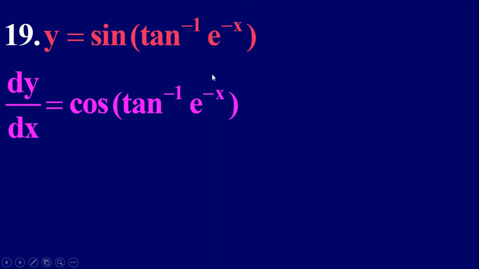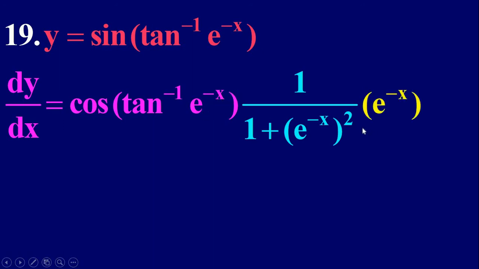Now again you have to differentiate this tan inverse e to the power minus x. It is of the form tan inverse x. So tan inverse x differentiation is 1 by 1 plus x square, but in place of x we have to write e to the power minus x. So differentiate e power minus x again. Again it is of the form e power x. E power x differentiation is e power x only, but here it is not x. In place of x we have minus x. Therefore again you have to differentiate minus x. So minus x differentiation is minus 1. So it is minus, as x differentiation is 1.